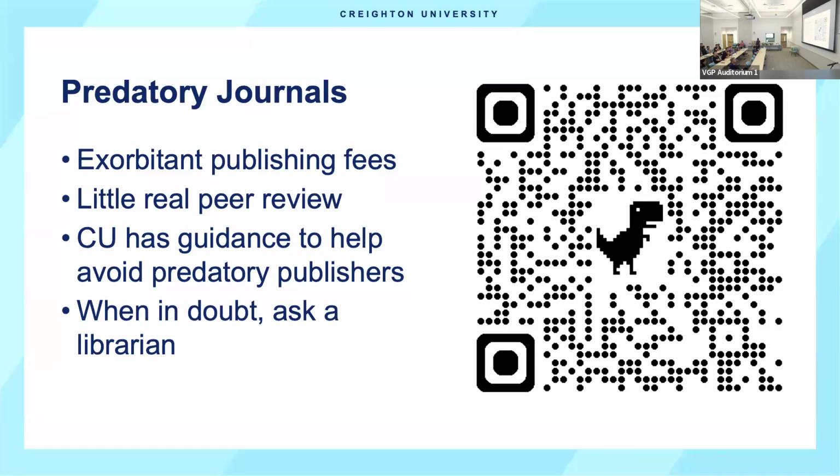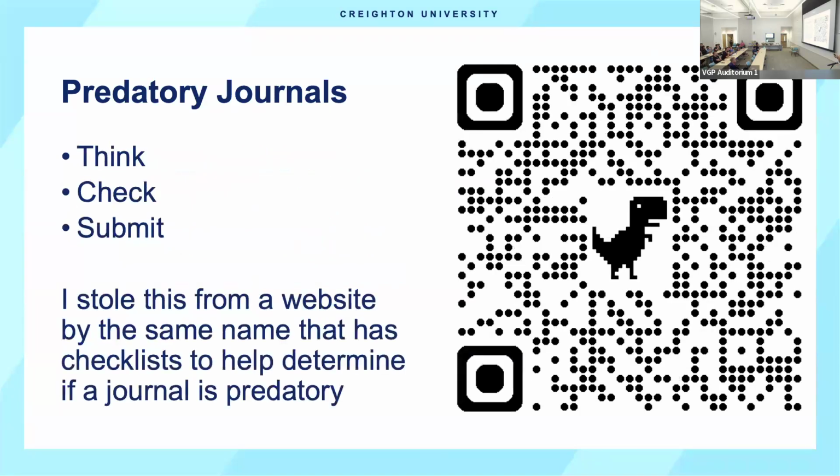Creighton University Libraries site can help you determine if the journal you're submitting to is predatory or not. And there's another site called Think, Check, Submit. And this is a link to that site that also could help you to determine if you're with a reputable journal or not.